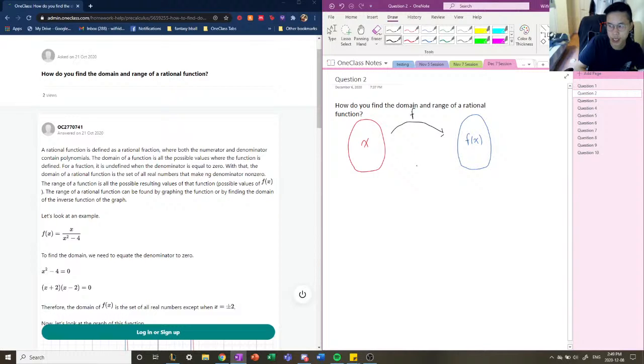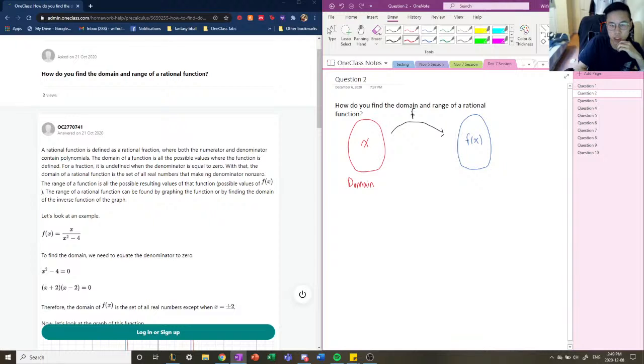So these values of x can be the whole real number set, it can be the integer set, it can be the natural number set. It can be expansive or very, very exclusive, depending on what our function is and what our function is describing. Okay, so we call this red bubble the domain.